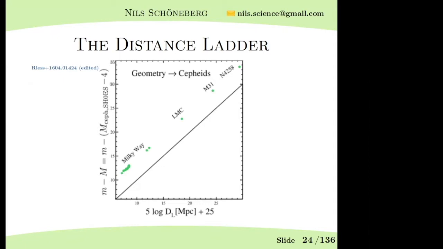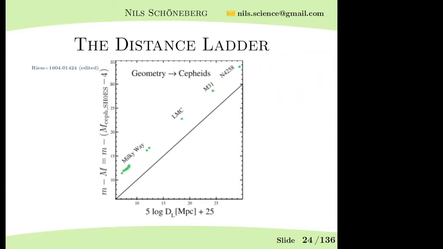For NGC 4258, since it's so distant, you have to be a bit more creative. There are some water masers in this thing which circle around a black hole, and from the acceleration and velocity, you can measure the distance of this object, which is a very nice thing. And you know its redshift, so then you get the information about the luminosity distance that you want. Okay, but this is the x-axis. On the y-axis, we have something different.